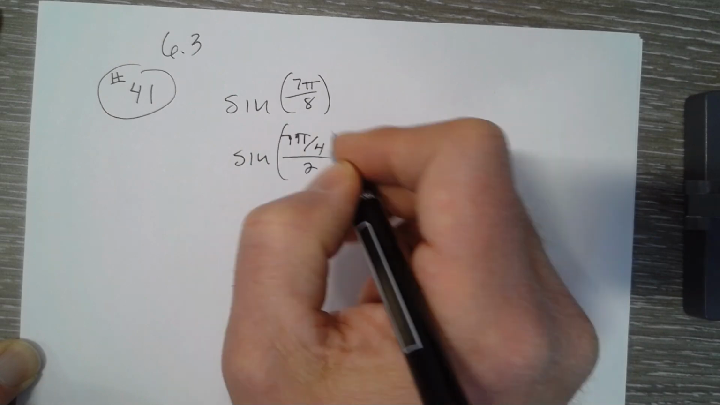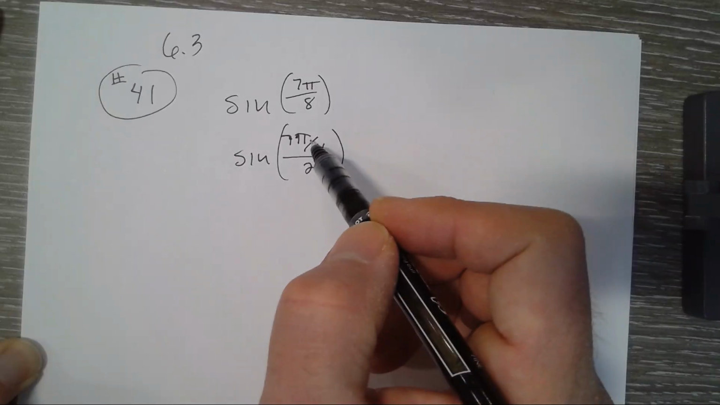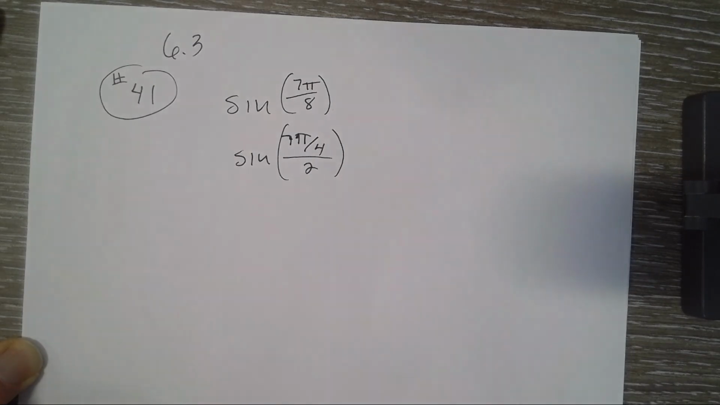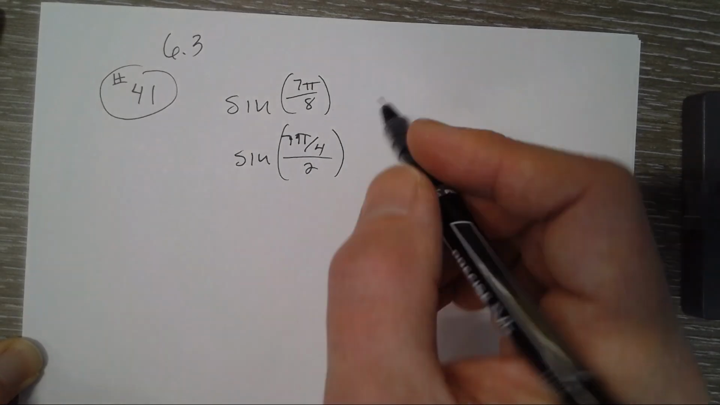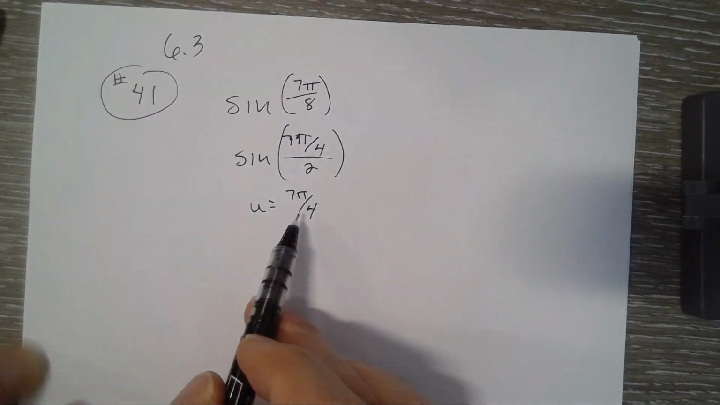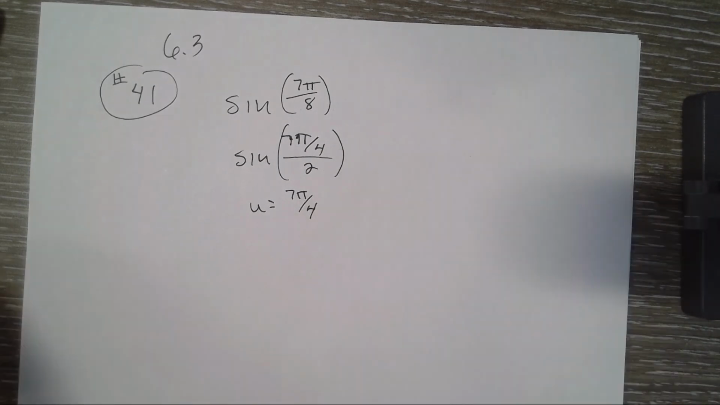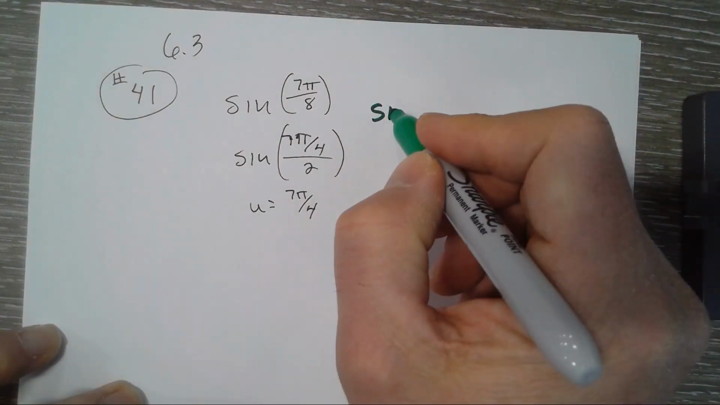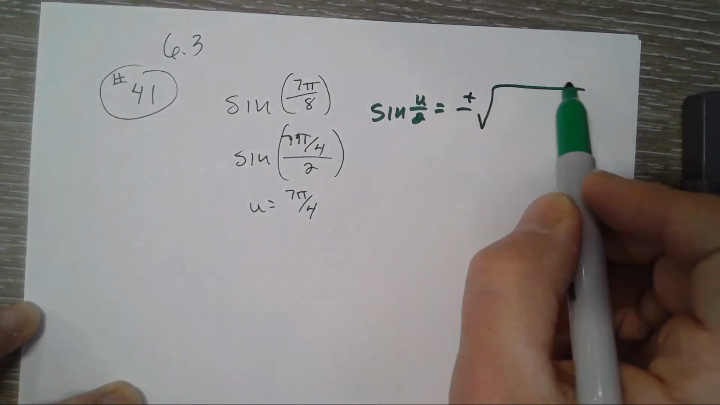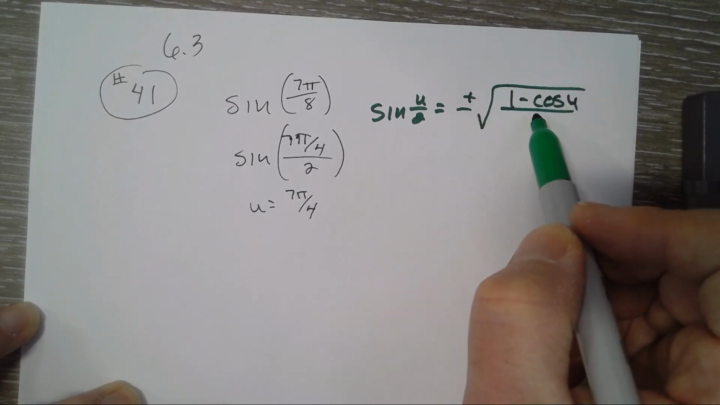That's weird that we would do a fraction and leave it in that form. Okay, so that's the doubled version on top, and that's the dividing by 2 to get 7 pi over 8. Alright, so our u is 7 pi over 4, which we know things about. That's a special right triangle. The sine of u over 2 is equal to plus or minus the square root of 1 minus cosine of u over 2.